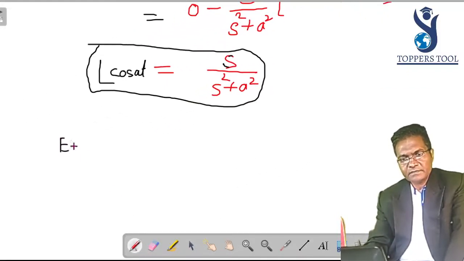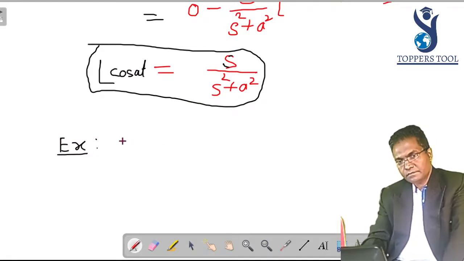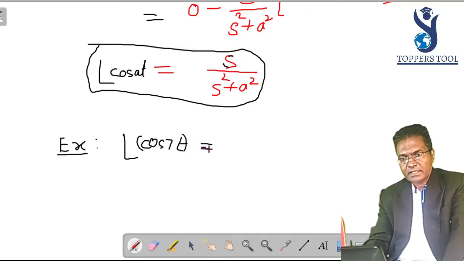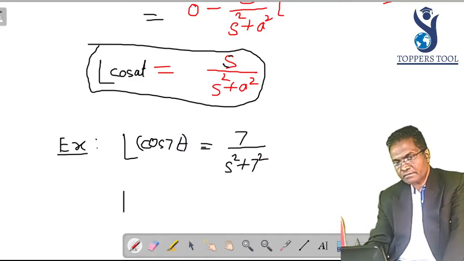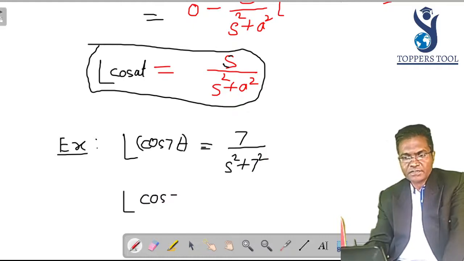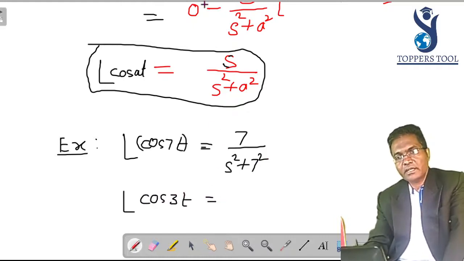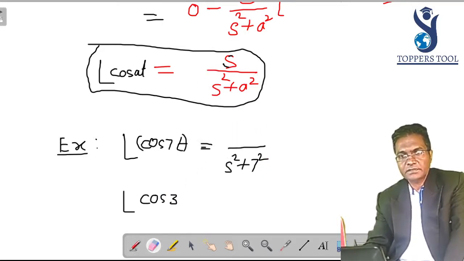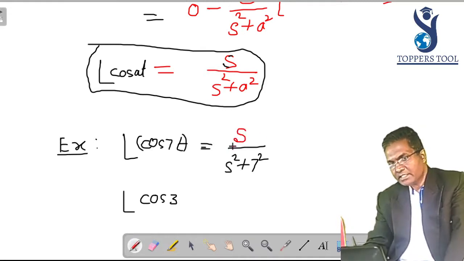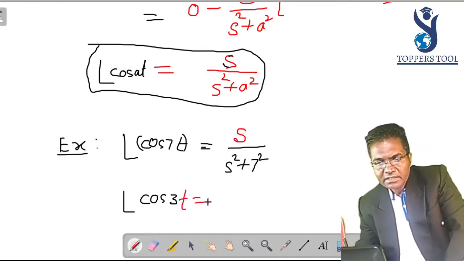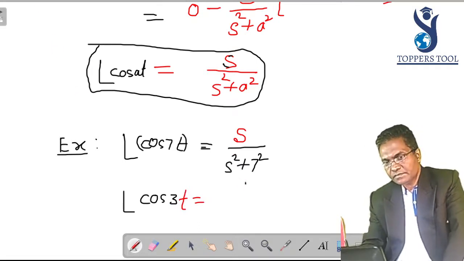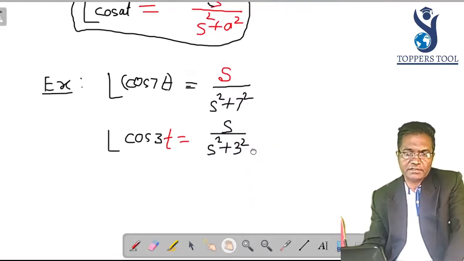For example, L of cos 7t can be written as, sorry, I had gone wrong here, please note, it is s by s square plus 7 square. L of cos 3t is s by s square plus 3 square. Okay.